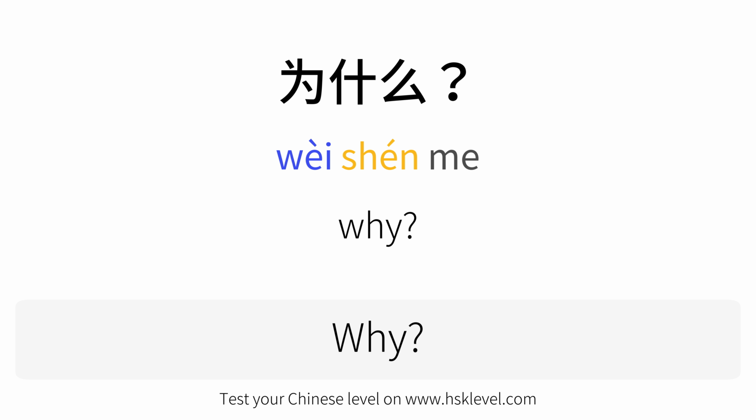When we put these two parts together, we get 为什么, which literally means for what, or because of what. This is how we ask why, in Chinese. For example, if someone says 我不喜欢吃辣的, which means I don't like spicy food, you can reply with 为什么 to ask them why they don't like spicy food.